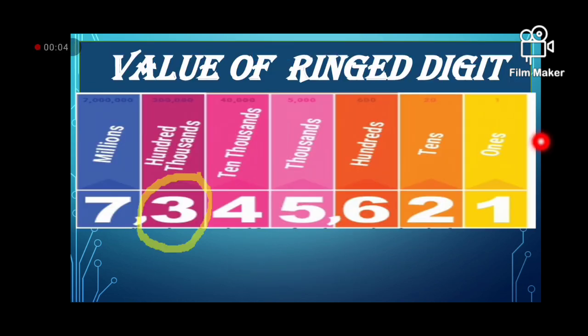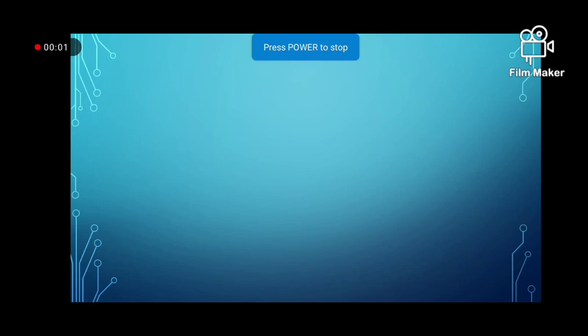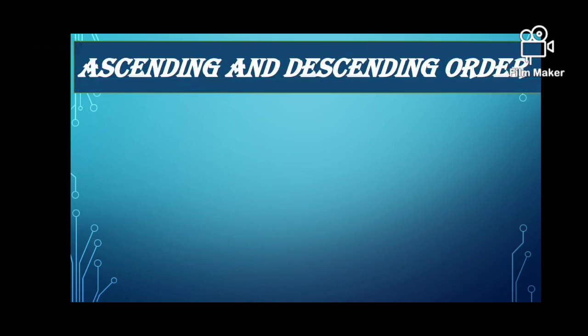Value of a digit. In this place value chart, you can see that the number is 7,345,621 and 3 is the digit and it is in the 100,000s place. So how many thousands are there? 300,000. So the place value of this digit is 300,000, or we can write it in words, three hundred thousand.